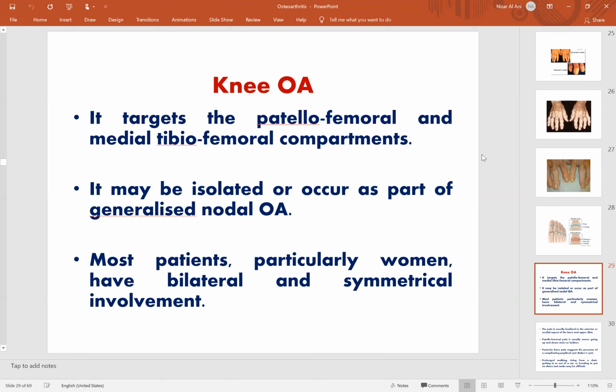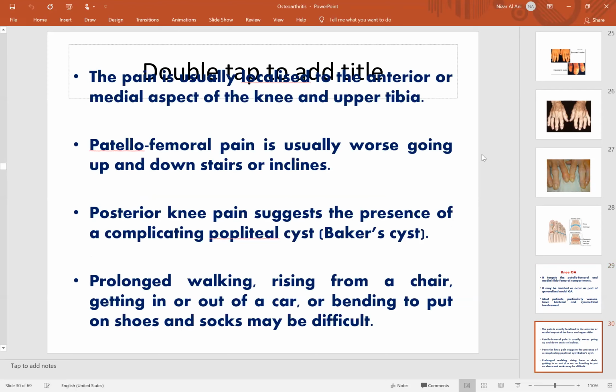The most common type or form of osteoarthritis is knee osteoarthritis. It targets the patellofemoral and medial tibiofemoral components of the joint. It may be isolated in the knee alone or occur as part of generalized nodal OA, as I said in the last slides. Most patients, particularly women, have bilateral and symmetrical involvement. The pain usually occurs in the anterior and the medial aspect of the knee and upper tibia.